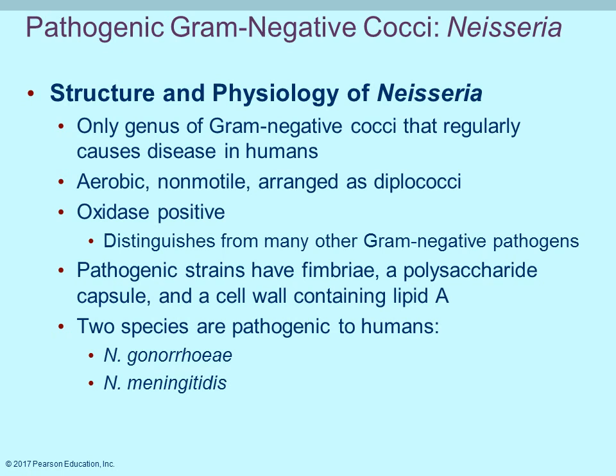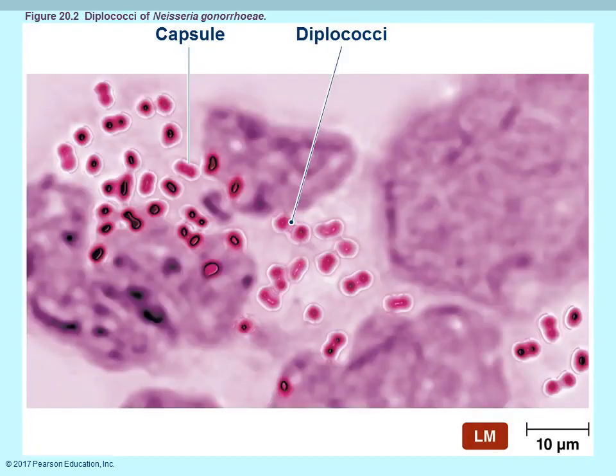The first one we're going to look at is cocci. It is the only gram-negative cocci that you typically will see causing diseases in humans, and this genus is Neisseria. Typically it will be a diplococcus, meaning you have two of them together. They're kind of kidney-shaped. They are non-motile. They are aerobic. They will test oxidase positive. You can use the oxidase test to distinguish it from several of the other gram-negative pathogens. Two main species will be Neisseria gonorrhoeae and Neisseria meningitidis.